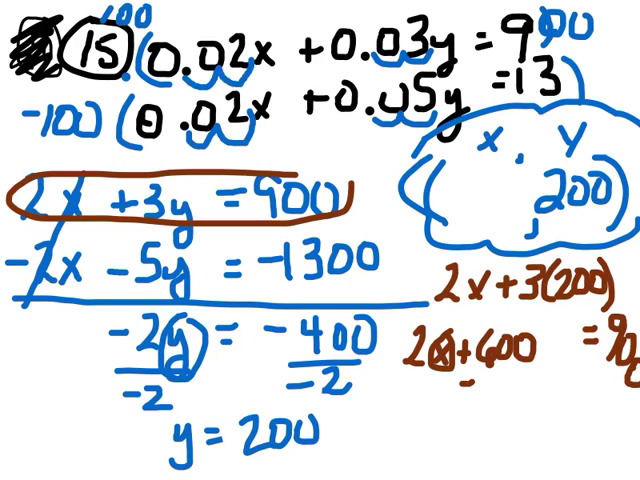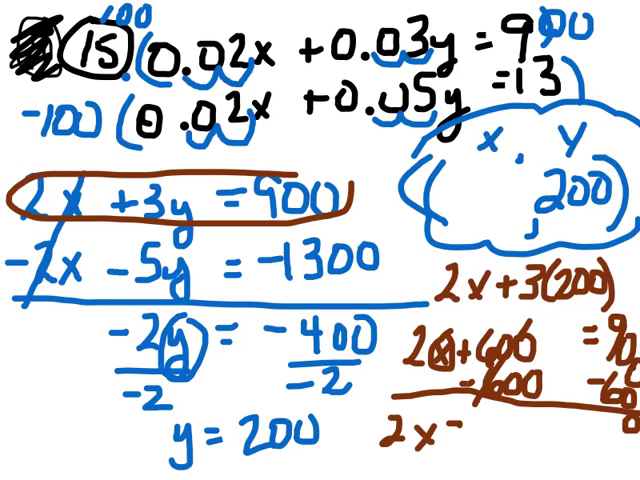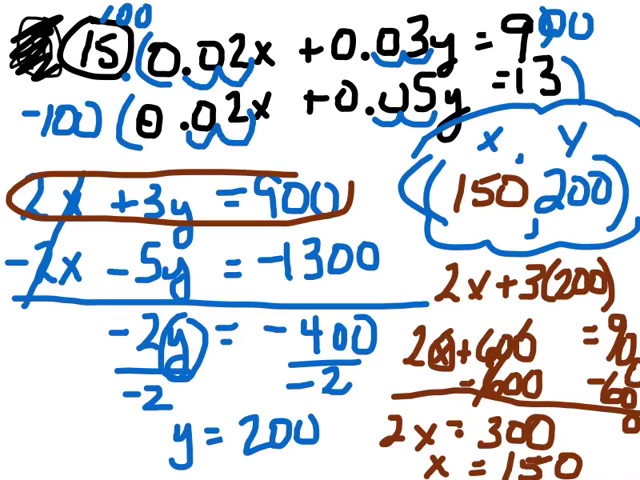So I'm going to move the 6. I'm going to try to get x by itself, so I'm going to subtract 600 from both sides. Remember, we add or subtract first. That's going to give me 2x is 300. And if I divide both sides by 2, x would be 150. Remember, you can use your calculator if you want to. So now I know my x value is 150, and I'm done with that problem.